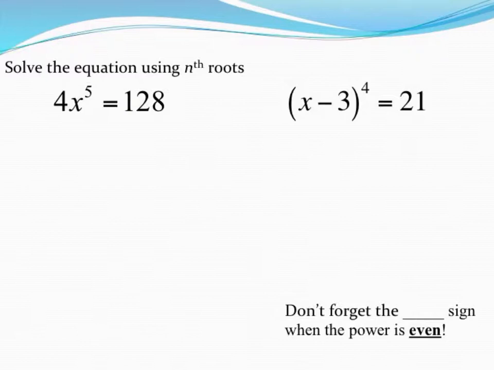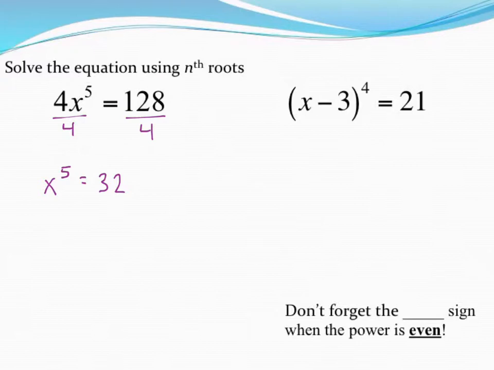So as people usually can figure out, just by looking at this first problem, they realize that the first step is going to be dividing by 4, because we want to get that x to the fifth power isolated. So we'll divide both sides of this by 4 and end up with x to the fifth equal to 32.